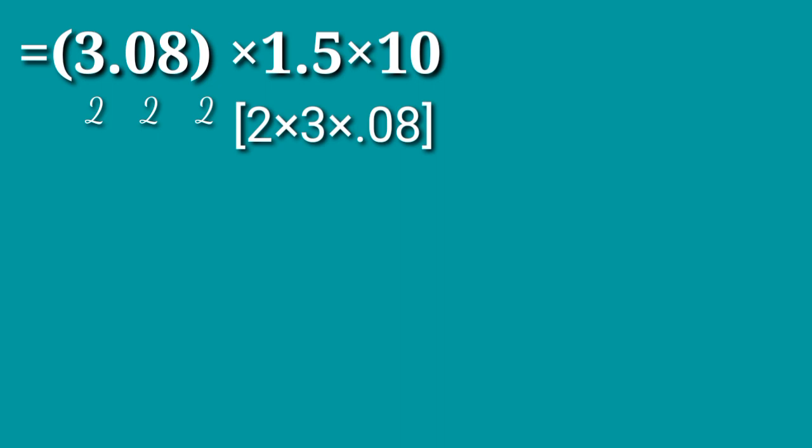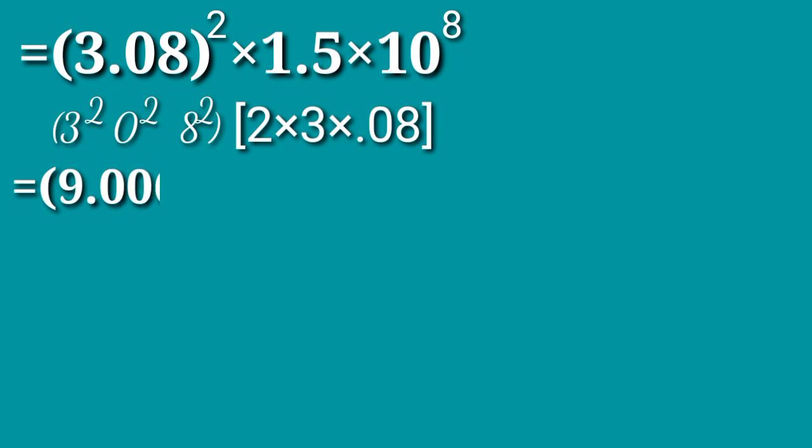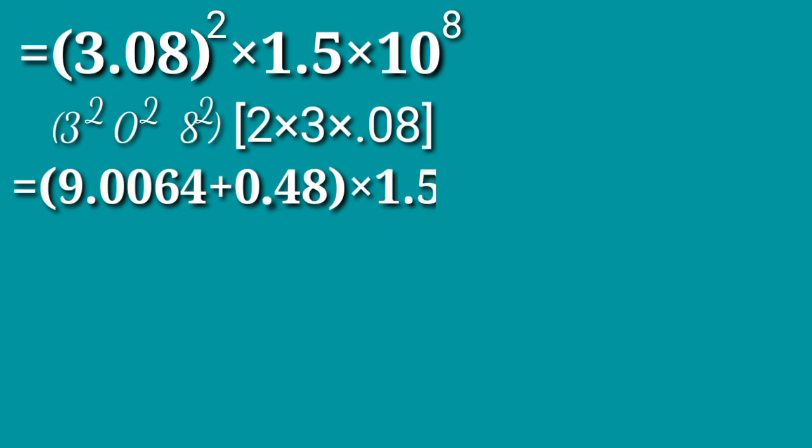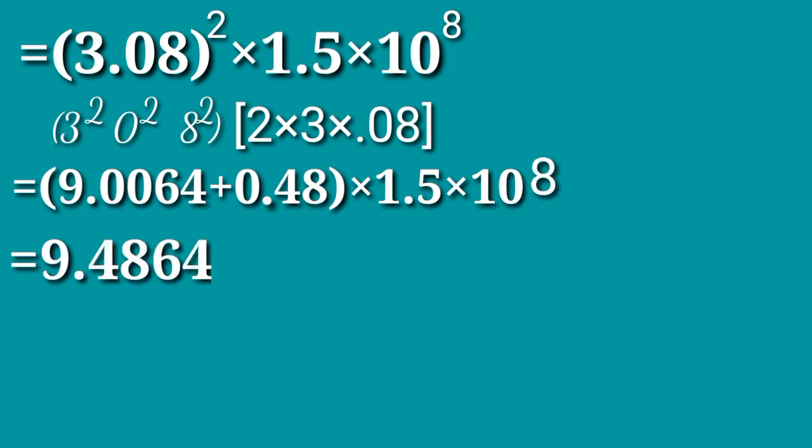Now we calculate the square of 3.08. 3 squared is 9. 0 squared is 0, 8 squared is 64, and multiply 3 and 8 by 2. 2 into 3 is equal to 6, into 8 is equal to 48. Take the point with 2 decimal places. Now write 9.4864 multiplied by 1.5, that is 15.